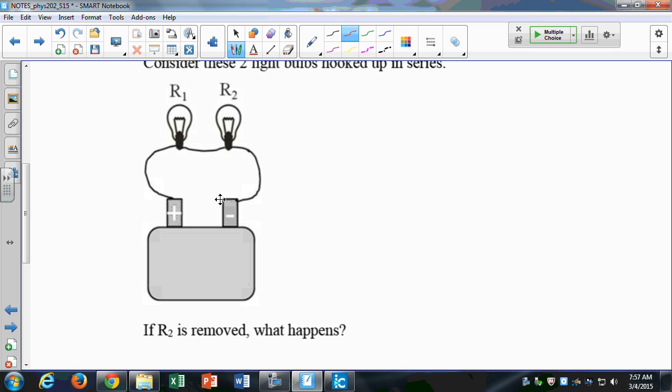So what did you say first? Okay, yeah, so the light bulb would still light up, and then it would also be brighter. You can think about it this way. Let's say that I have 12 volts here. If I have two light bulbs, what's going to be the voltage across each?